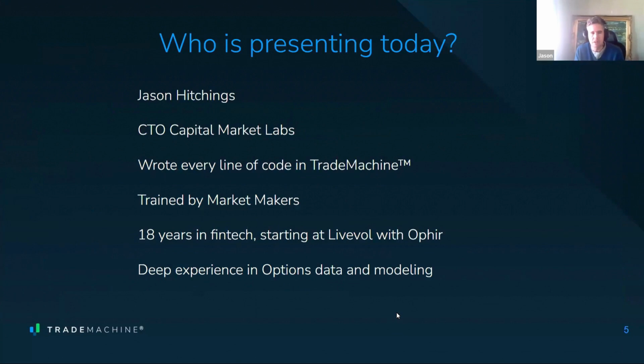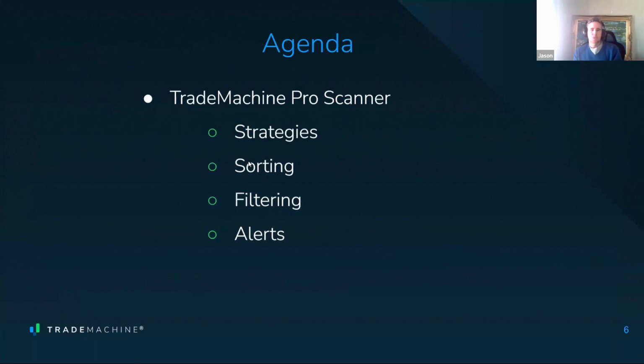I'm Jason Hitchings. I'm the CTO at Capital Market Labs. So we're just going to focus on the ProScanner today. It's called ProScanner because we used to have a very simple version of TradeMachine back in the day, so it's been called the ProScanner ever since.